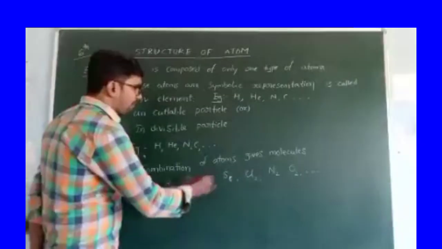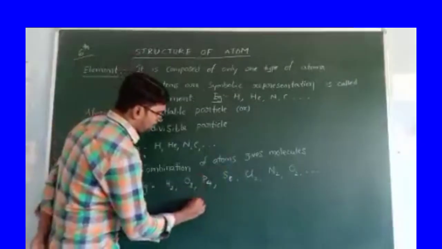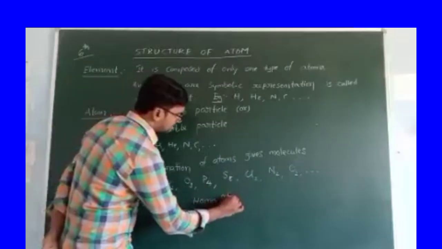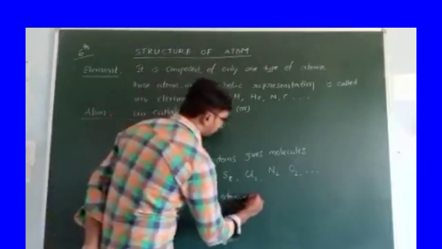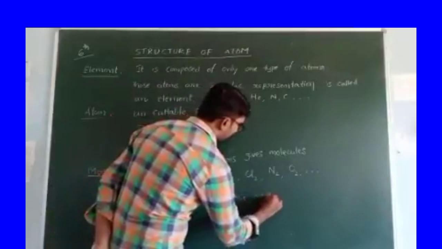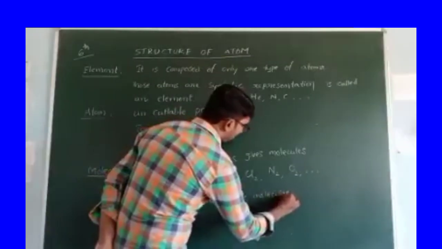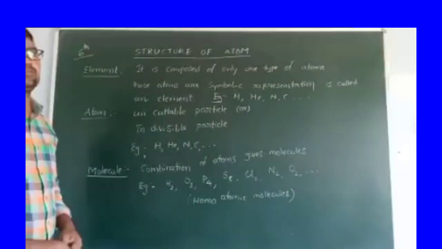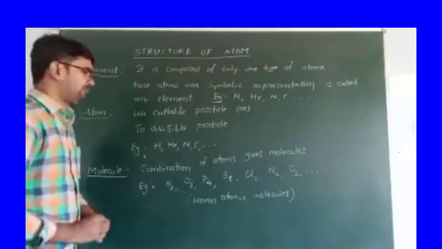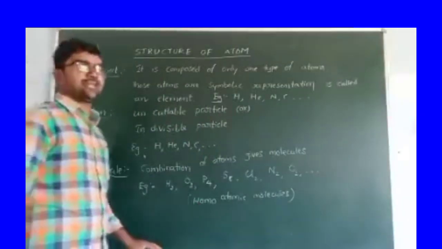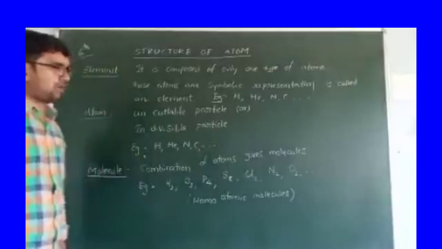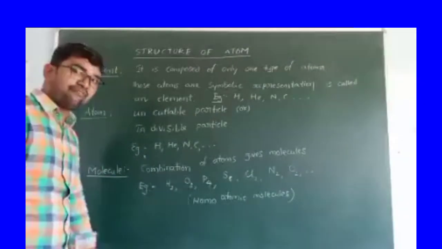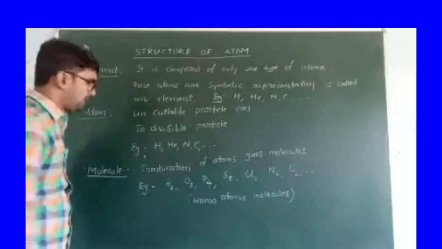But see these examples. In these examples, only one type of atoms is present. That's why these molecules are called homoatomic molecules. Homoatomic molecules: homo means same, so the same type of atoms are present in the molecule. Right? Next one, hetero. Hetero means different types of atoms are present in the molecule.